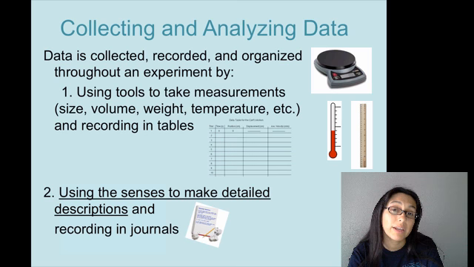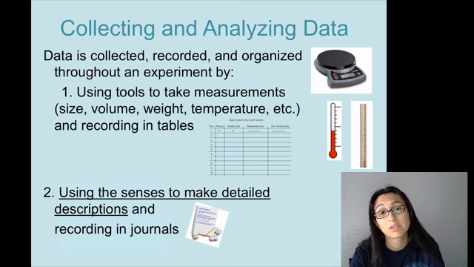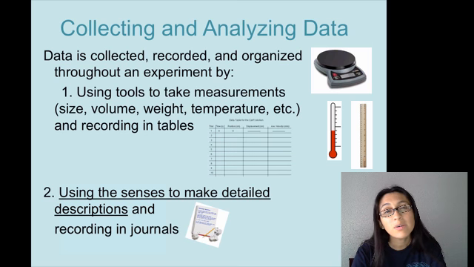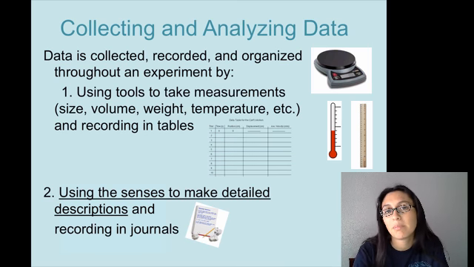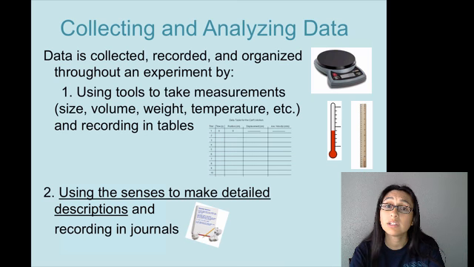The second way to collect and analyze data is using our senses to make detailed descriptions and observations. That one people are a little sketchy with because people feel that a scientist might be biased. But it's also accepted in the scientific community. If you make really good detailed observations and descriptions about something and you journal it, that's accepted as data as well.